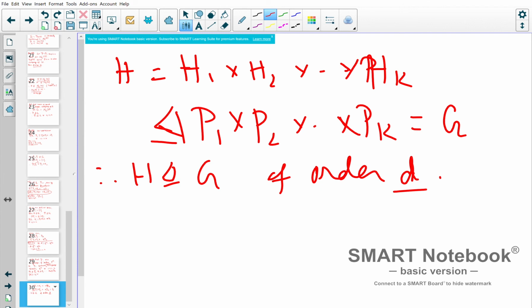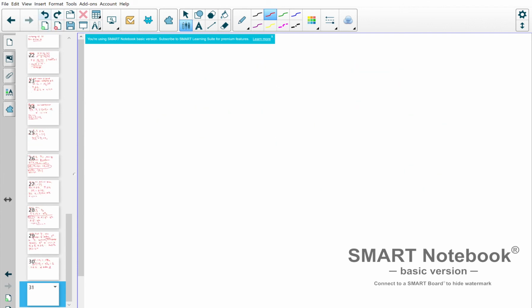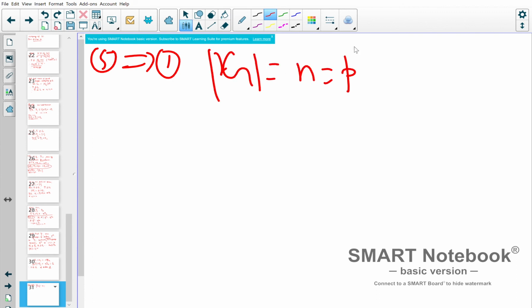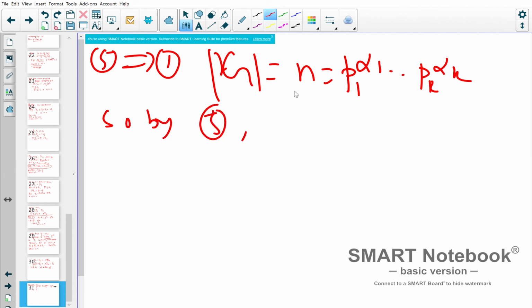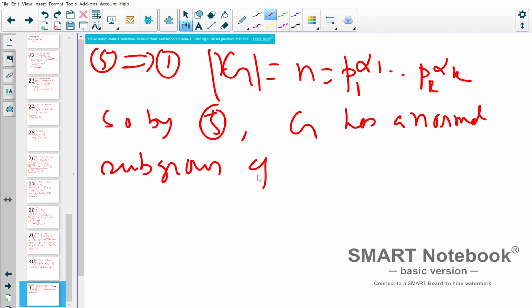Okay, and finally I need to check that 5 implies 1. That is, given that for every divisor D you have a normal subgroup of that order, right? So it's given a group G, and you know that n equals p1^alpha1 ... pk^alphak. So by 5, G has a normal subgroup of order p_i^alpha_i for every i.